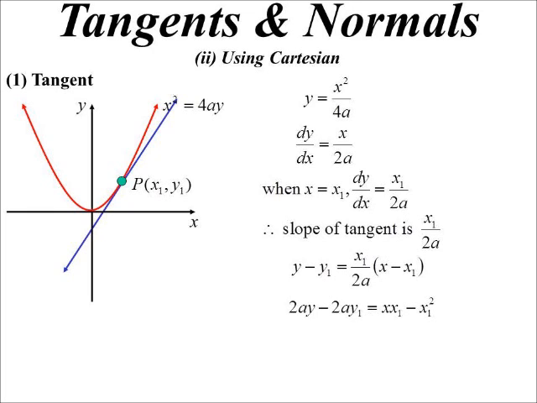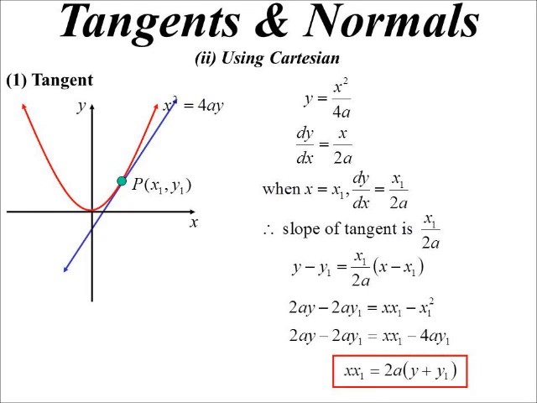But I know x1, y1 is on the parabola. So therefore, x1 squared must equal 4ay1. So you'll see I've changed my x1 squared over there to 4ay1. Now on the other side, I had a 2ay1. I said I'm going to write the equation in a very strange way. x x1 is equal to 2a(y plus y1). But there's a reason for writing it that way.